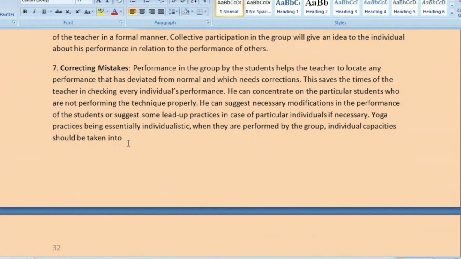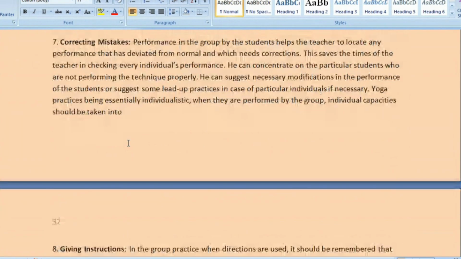Performance in the group by the students helps the teacher to locate any performance that has deviated from normal and which needs correction. This saves the time of the teacher in checking every individual's performance. He can concentrate on the particular students who are not performing the technique properly. He can suggest necessary modification in the performance of the student or suggest some lead-up practice in the case of a particular individual if necessary. Yoga practices being essentially individualistic, when they are performed by the group, individual capacities should be taken into consideration.